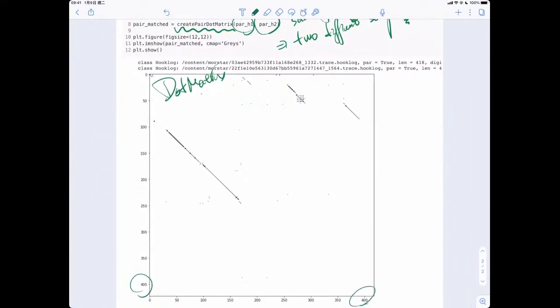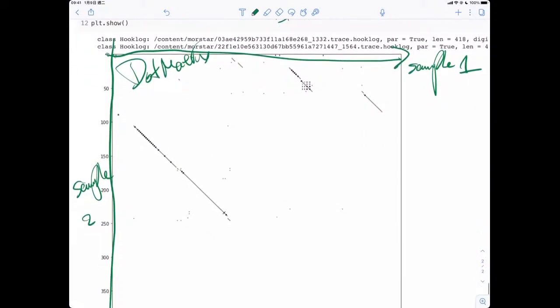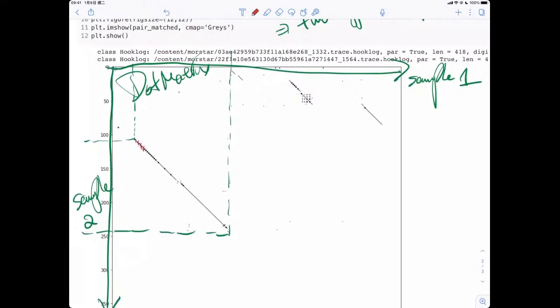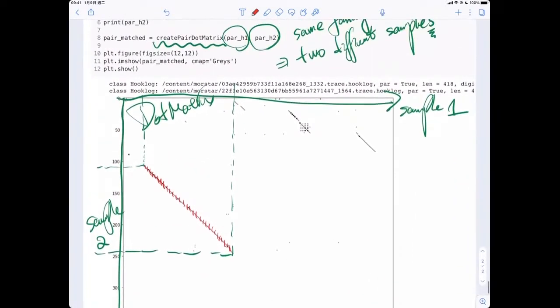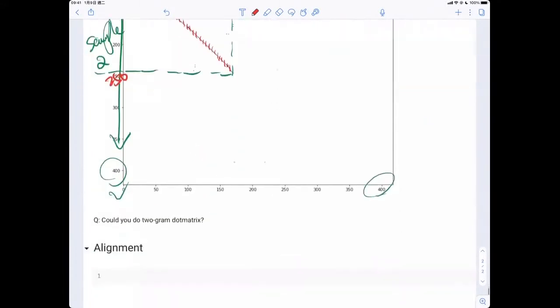Each of them has around 400 events in the sequence. So that is sample 1, okay, that is sample 2. Because there are two different samples, you can observe that right here. What exactly is the red line? It is a pattern, right? A pattern you find in this dimension. What does the red line mean? That means around 110, and that is maybe 250, and that is around.